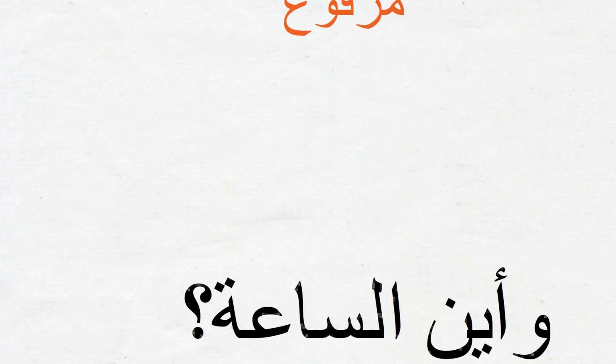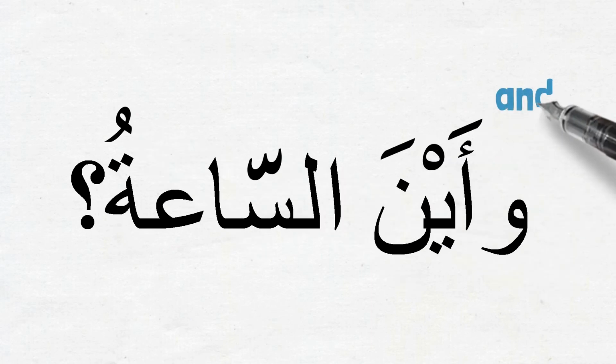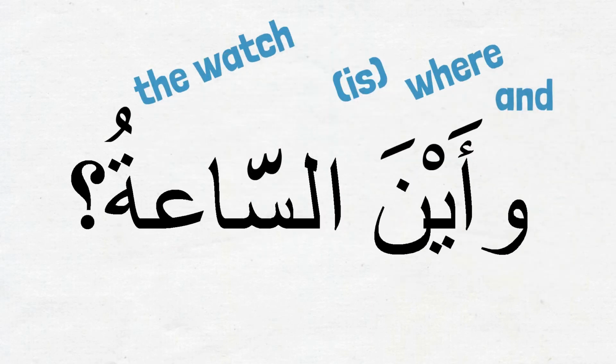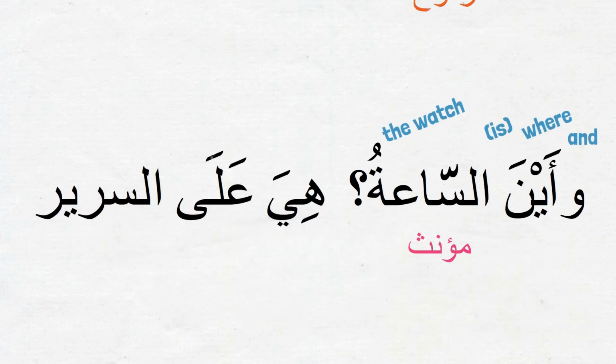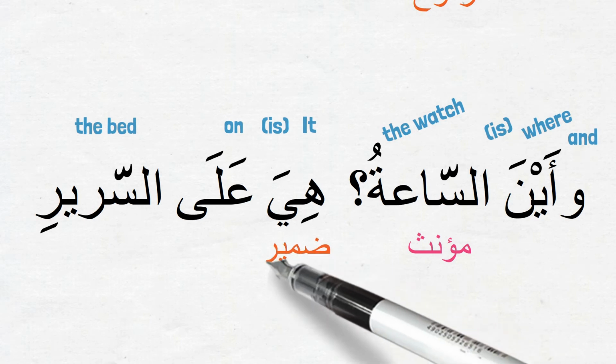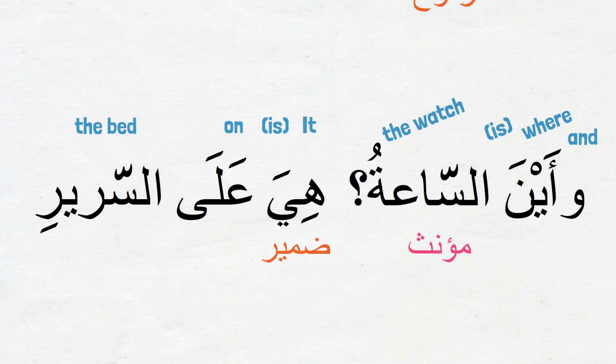And our final example is وَأَيْنَ السَّاعَةُ? And where is the watch? وَأَيْنَ السَّاعَةُ? Do you think the ism as-sa'atu is مذكر or mu'annath? It is ending with ta marbuta, so it is a mu'annath ism. So our ضمير should be هي. هي على السرير. We are saying it is on the bed. هي على السرير. ضمير here is followed by jar majrur.